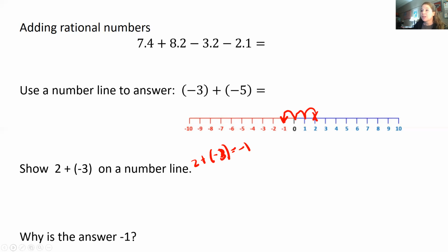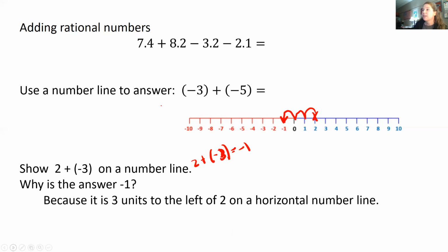So then the next question is, why is the answer negative 1? And the answer is because we ended up 3 units to the left of 2 on a number line. Okay? Why is the answer negative 1? Because negative 1 is 3 units to the left of 2 on a number line. And you'll have a question like that coming up on a quiz. So I just wanted to show you why that's the answer.